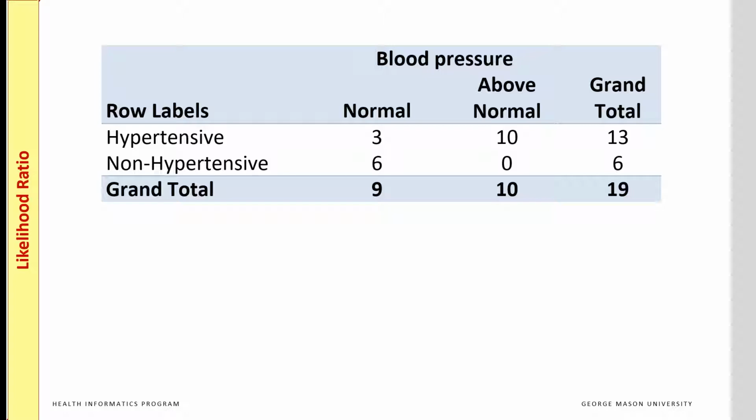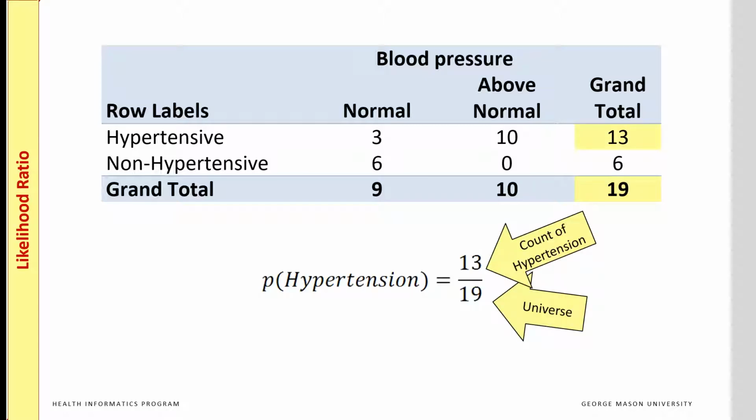Let's try our hands at some sample data. Here we have 19 total patients, so that becomes our universe of possibilities. 10 of these patients have above normal blood pressure, and 9 have blood pressure in normal ranges. In the inner cells, we have the number with normal and abnormal blood pressure that were diagnosed with hypertension. Now, what is the probability of having a hypertensive patient? To calculate this, we use the number of hypertensives divided by the universe of possibilities, which is our total number of patients.